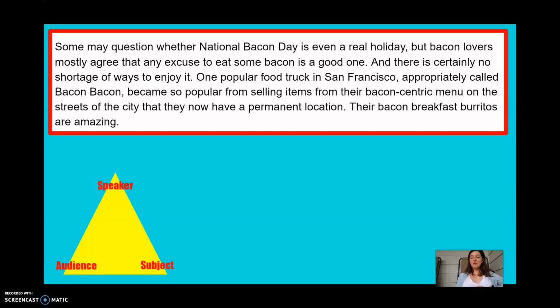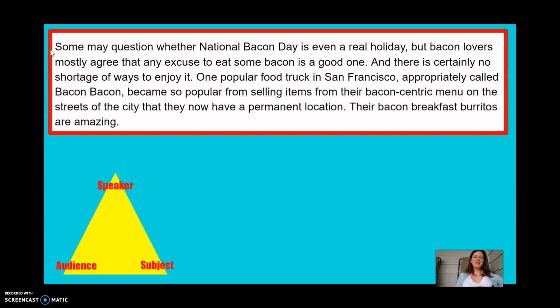So let's look at this in action to help us better understand it. I'm going to have three writings about bacon, and we're going to see how it creates different rhetorical triangles. In our first piece, it reads, "Some may question whether National Bacon Day is even a real holiday, but bacon lovers mostly agree that any excuse to eat some bacon is a good one, and there is certainly no shortage of ways to enjoy it. One popular food truck in San Francisco, appropriately called Bacon Bacon, became so popular from selling items from their bacon-centric menu on the streets of the city that they now have a permanent location. Their bacon breakfast burritos," check out that alliteration, "are amazing."